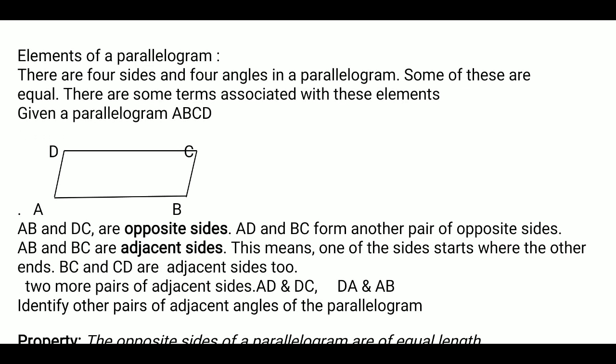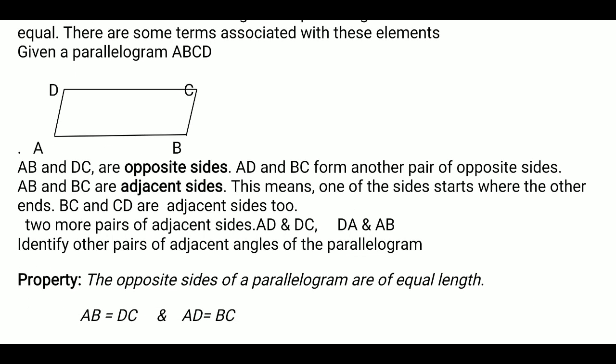Now adjacent sides: AB and BC are adjacent sides. These have a common point B. Similarly BC and CD are also adjacent sides. Two more pairs of adjacent sides are AD, DC, and DA and AB. You can identify other pairs of adjacent sides or angles of a parallelogram.